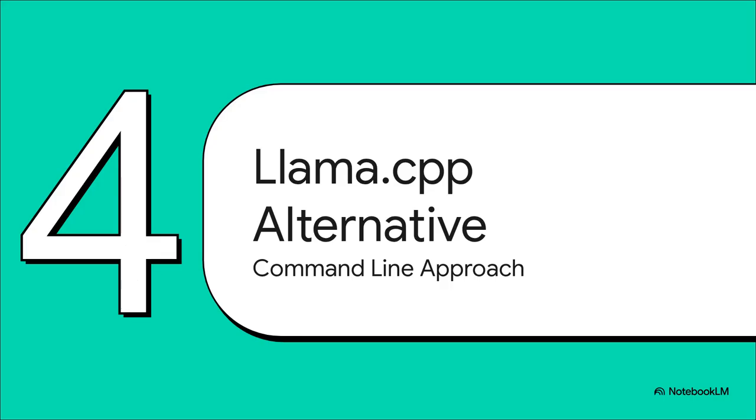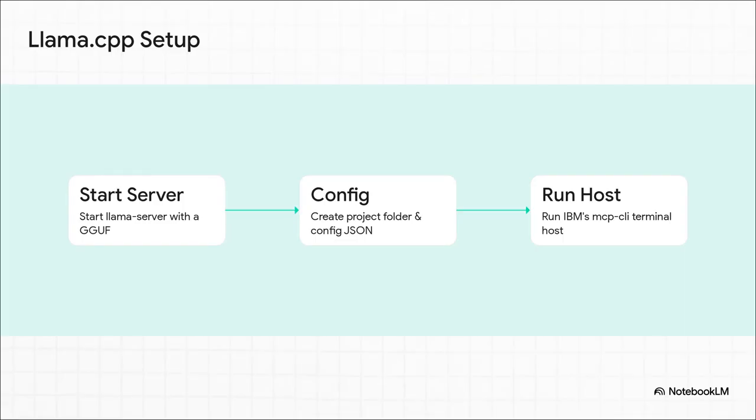Which brings us to Section 4, the llama.cpp alternative. Now, Unsloth Studio is brilliant if you want a nice graphical interface, but I know a lot of you like staying close to the metal in the command line. For the llama.cpp route, Step 1 is just starting your Llama server with a GGUF model. Step 2 is crucial for safety. You create a specific project folder and set up a serverconfig.json file.